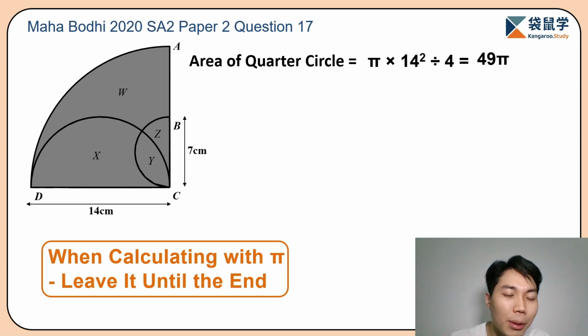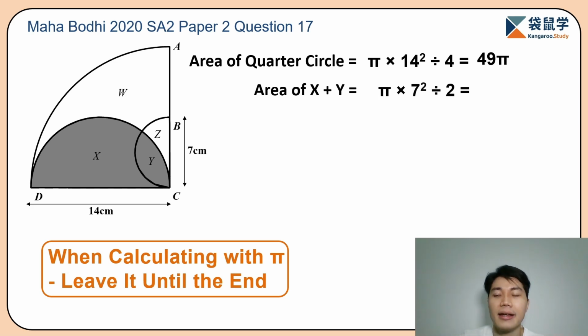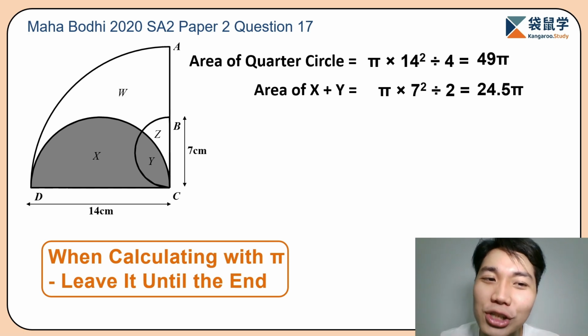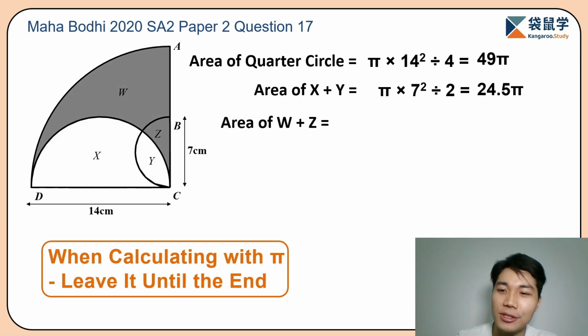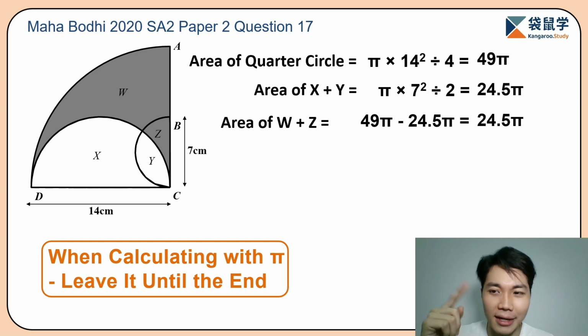Then, moving on, we want to find WZ. So we have to still subtract this bigger semicircle x plus y. So area of x plus y, how do we calculate? Just take the radius 7 divided by 2. And then we will find it will be 24.5. And then we can calculate this unknown shape, which is w plus z, which is 49 pi minus 24 pi, which will give us 24.5 pi as well.